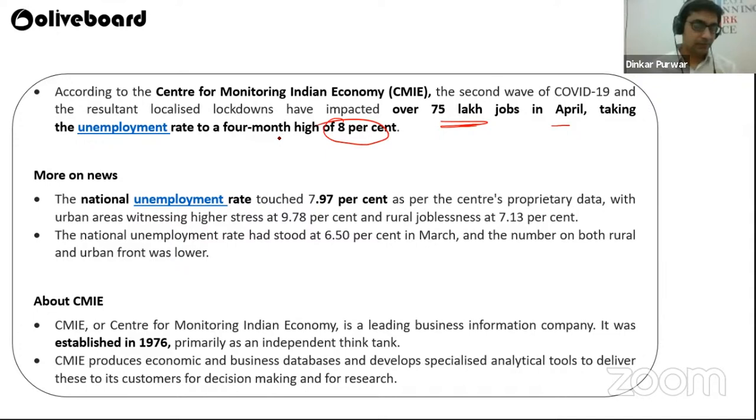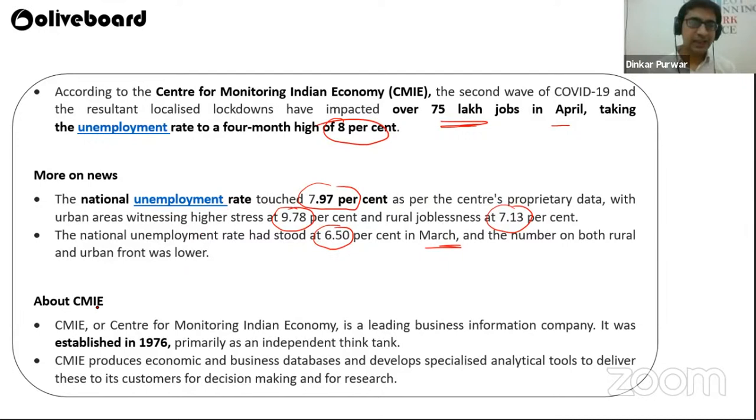The national unemployment rate touched around 7.97% as per the Center's proprietary data, with urban areas witnessing a higher rate of 9.78%, while rural joblessness is around 7.13%. The national unemployment rate stood at 6.50% in March, and the numbers for both rural and urban fronts were lower. So what is CMIE? You should also know about the CMIE.